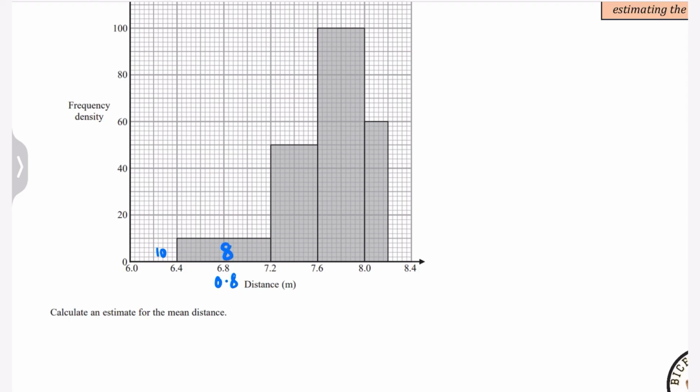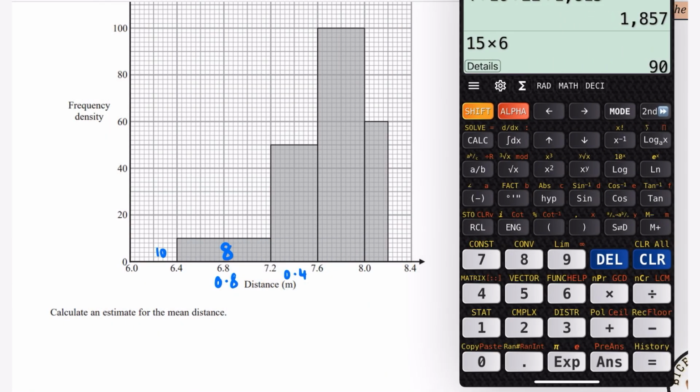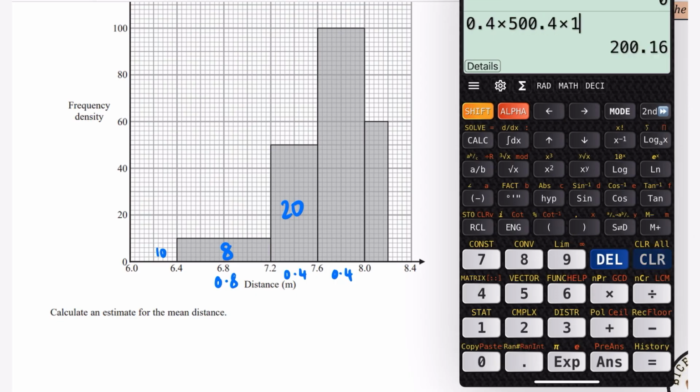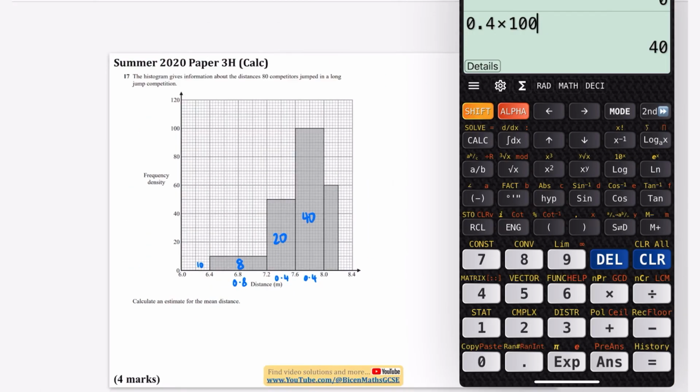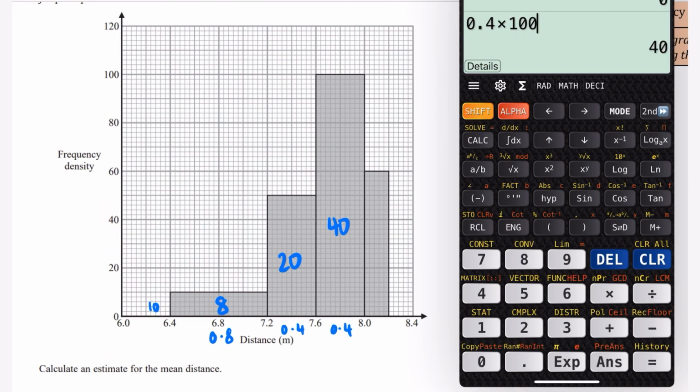10 times 0.8 is 8. I've then got a 0.4 and the height is 50. So I'm going to do 0.4 times 50 to get the area. 0.4 times 50, which is 20. This is also a 0.4 and it's times by 100. 0.4 times 100 is obviously 40. Hope I'm not doing this on a non-calculator. No, I'm not. And then this is a 0.2 along the bottom and it's timesing it by 60. So 0.2 times 60 is 12.